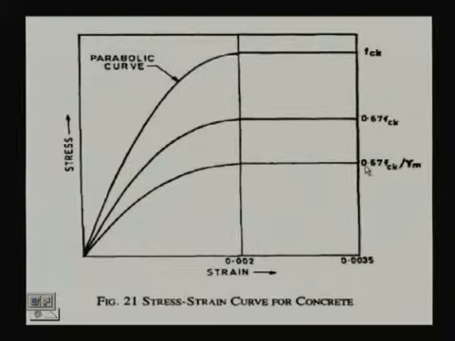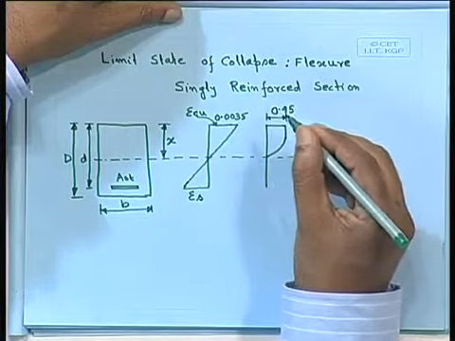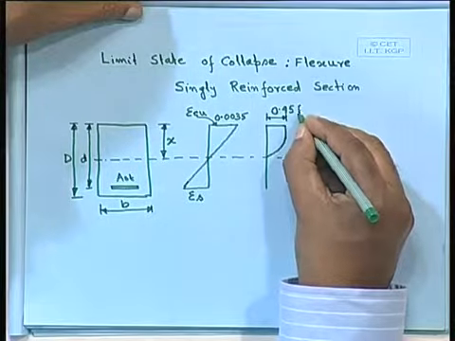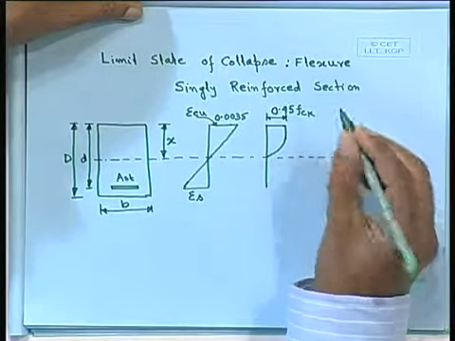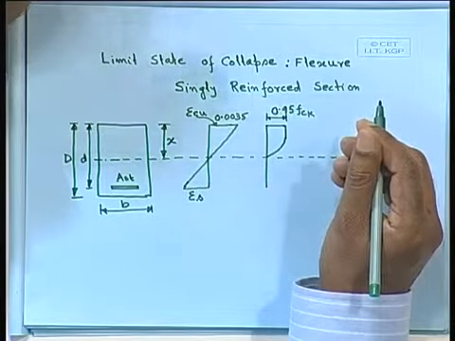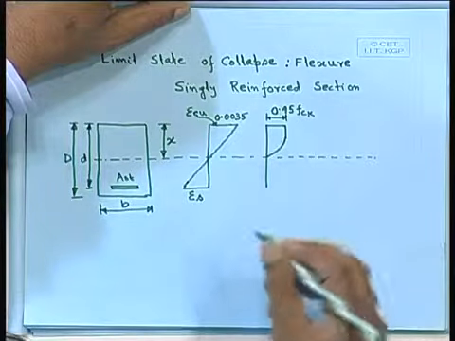This value comes to 0.45. We shall consider this value as 0.45. So, we are taking 45% of the cube strength. To be more specific, for our design purpose we are taking 45% of the cube strength.